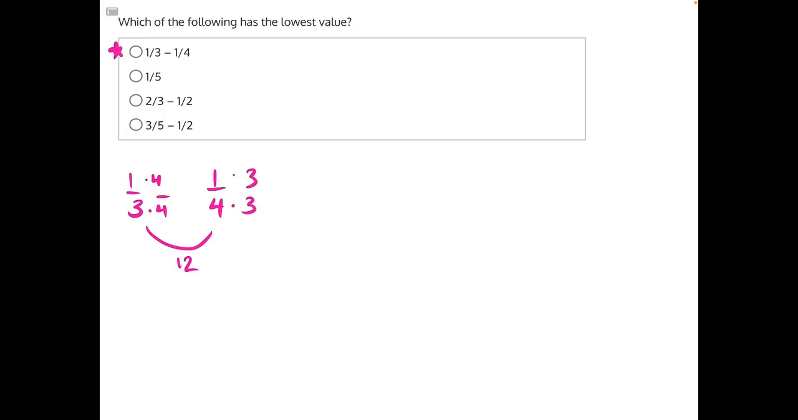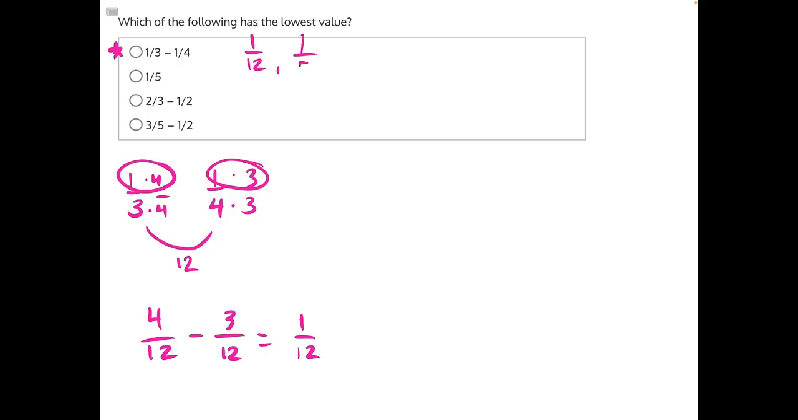That would give us 1 times 4 is 4 over our common denominator of 12, minus 1 times 3, which would give us 3 over our common denominator of 12. When we subtract, that would give us 1/12. Then we have 1/5 from our second answer choice, and now we move on to our third answer choice.